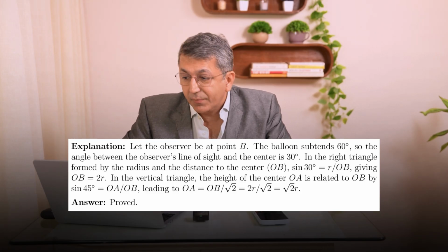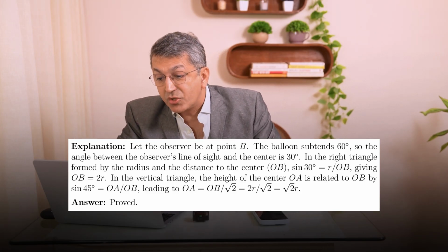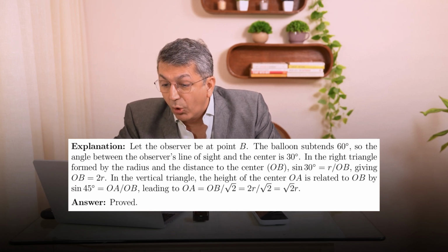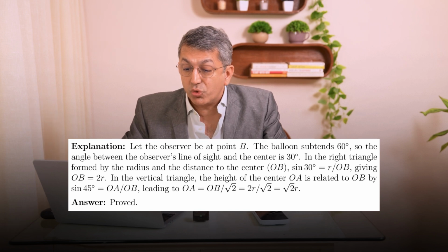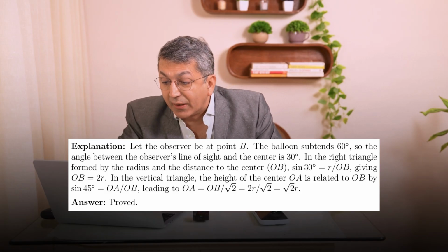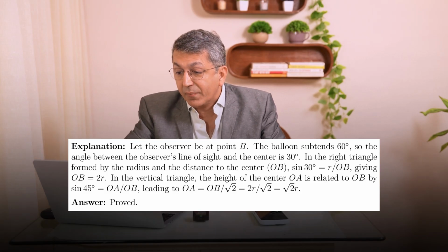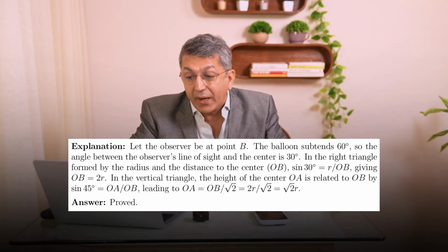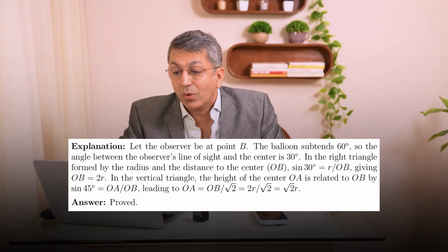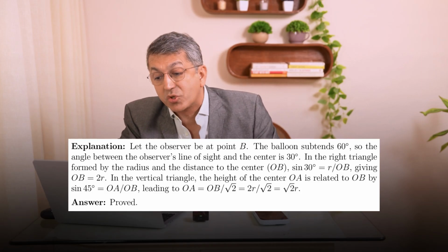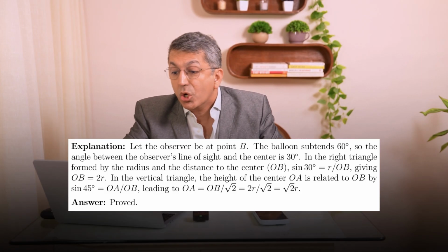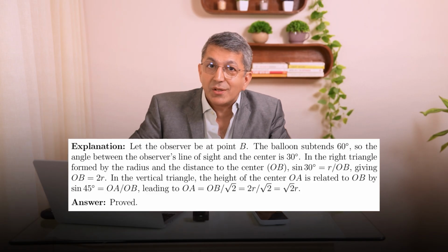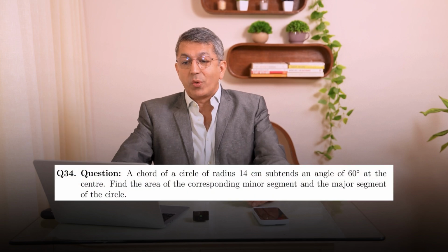In the right triangle, formed by the radius and the distance to the center OB, sine 30 degrees is equal to r divided by OB, giving OB is equal to 2r. In the vertical triangle, the height of the center OA is related to OB by sine 45 degrees, which is equal to OA divided by OB, leading to OA is equal to OB divided by square root of 2, which is equal to 2r divided by square root of 2, which is equal to square root of 2 r. Answer proved. And now moving on to question 34.